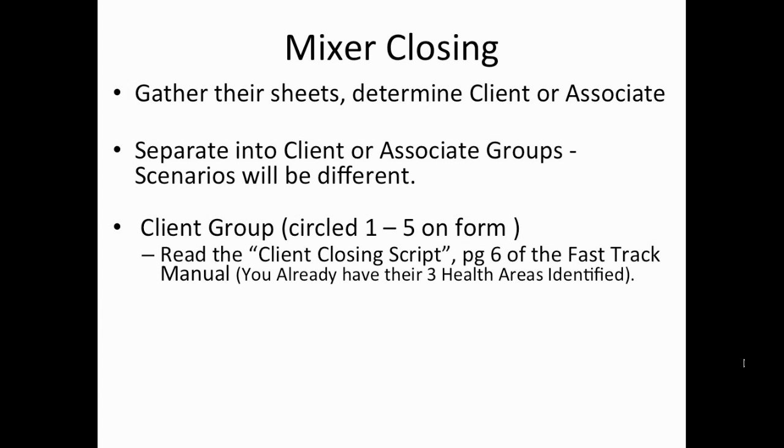Okay, so the first group, let's say, would be the client group. It doesn't matter if you start with the client group or the associate group. You're just going to have to determine that with the dynamics of the evening. So if they circle 1 to 5, you're going to want to read the client closing script, which is on page 6 of the Fast Track manual. You already have their 3 help areas identified on the form, so this is already part of your work done.